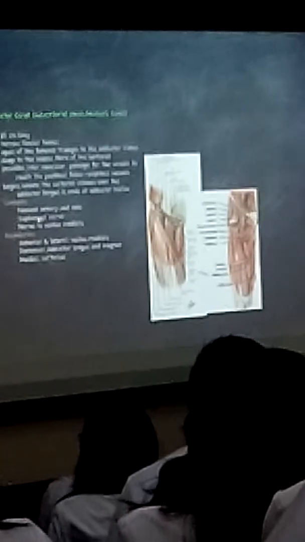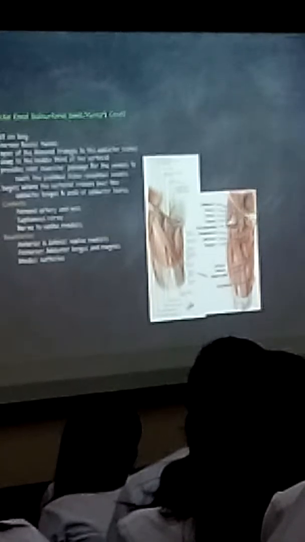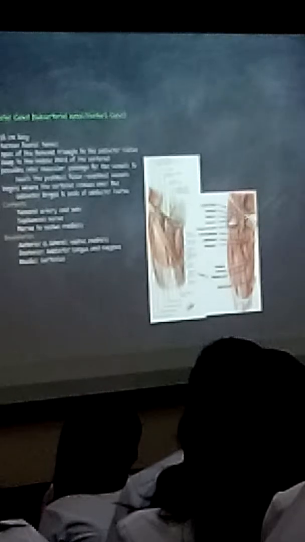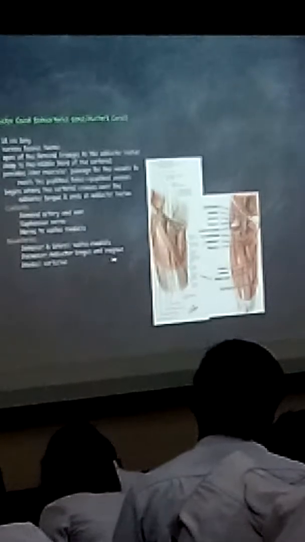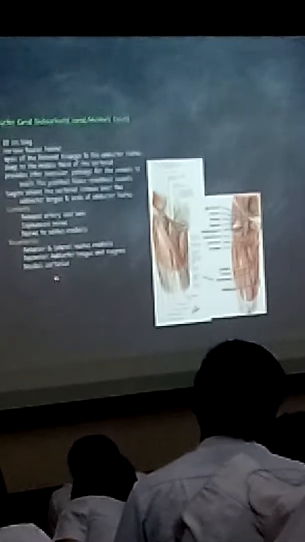So these are the contents of this adductor canal: femoral artery and vein. The saphenous nerve is a termination of the femoral nerve. Saphenous nerve supplies the skin in the medial aspect of the knee, leg, and the foot. Take note of these boundaries. Anterolaterally is the vastus medialis. Posteriorly, it's formed by the adductor longus and magnus, and medially is sartorius.